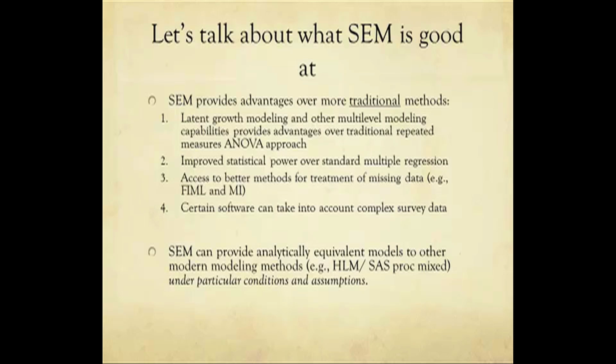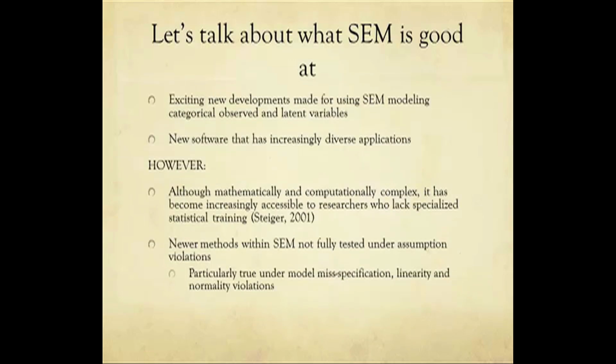Certain software can take into account complex survey data, which is pretty important. And under particular conditions and assumptions, SEM can provide analytically equivalent models to other modern modeling methods. So it's definitely proven over traditional methods. It can at least do as good of a job as some other modern methods under particular conditions and assumptions. There are always exciting new developments being made for SEM, particularly in terms of categorical observed and latent variables. And a lot of new software has come out that has increasingly diverse applications to a bunch of different fields. However, let's start talking about some of the limitations.